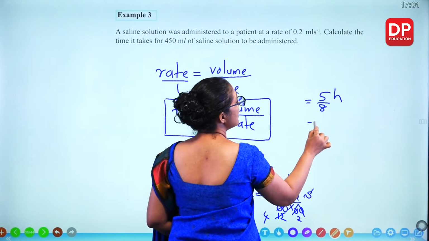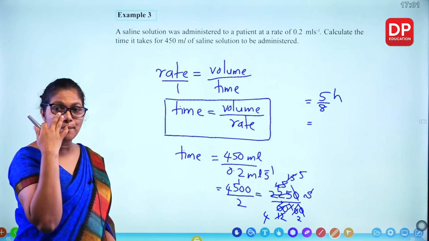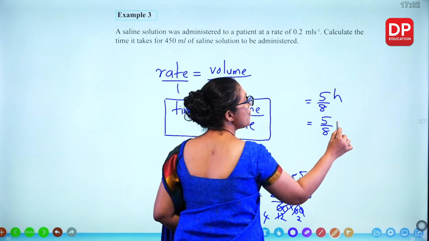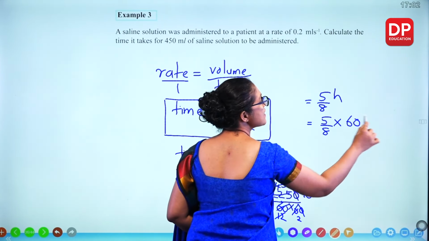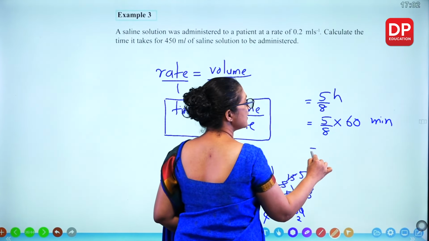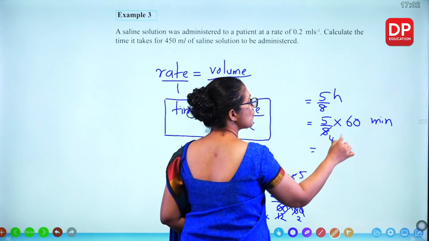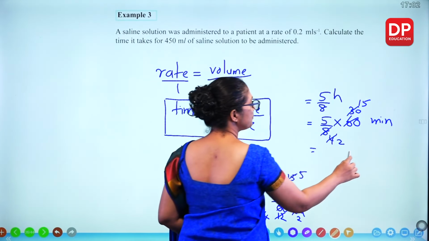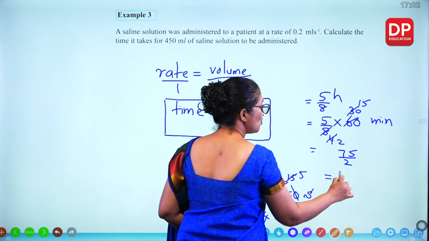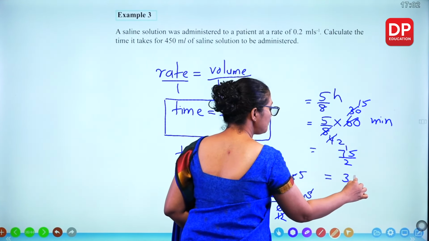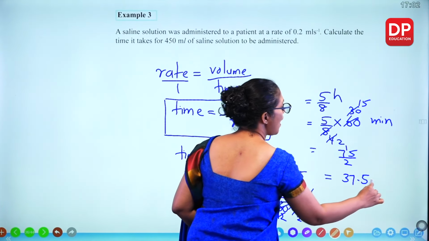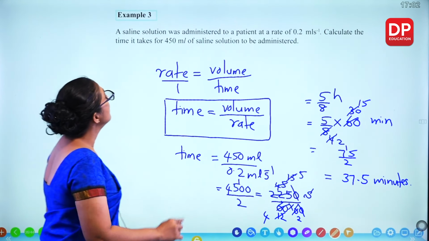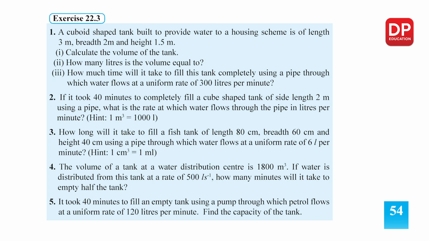or you can now find out in minutes. Now this is a fraction, so it's better to convert to minutes. Multiply this by 60. You get the value in minutes. 2 times 4, 2 times 30, 2 times 2, again 15. 15 times 5, 75 divided by 2, you get 37.5 minutes for the time. Exercise 22.3.